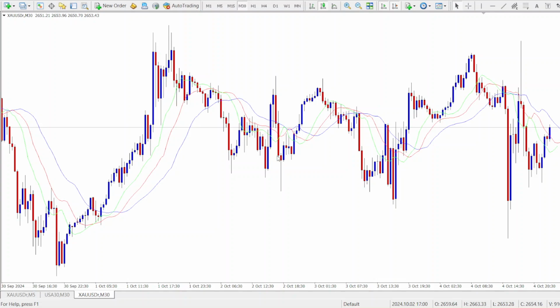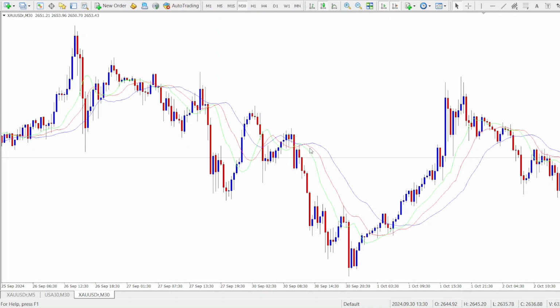For choppy markets, on the other hand, you will usually see an entanglement of the lines. As you can see here, this entanglement shows that the market is choppy. So whenever you see this, you might want to wait a bit until the lines begin to widen apart again, either towards the downward direction or towards the upward direction.